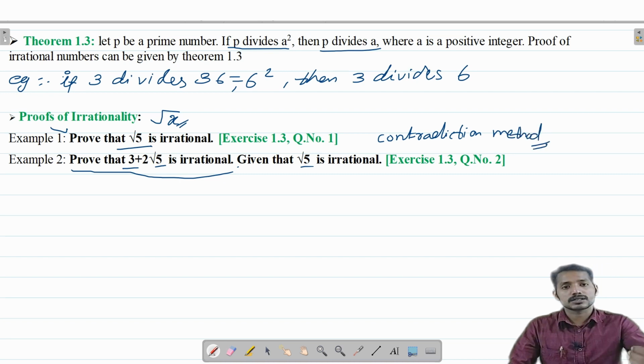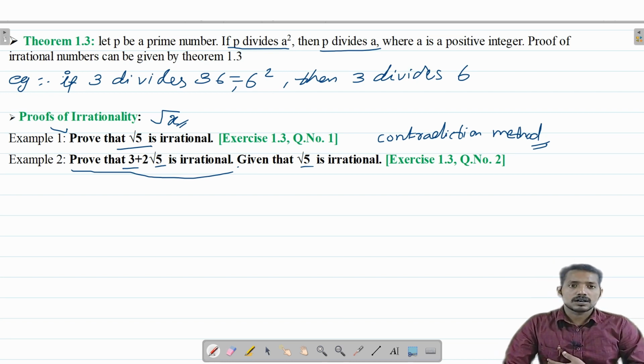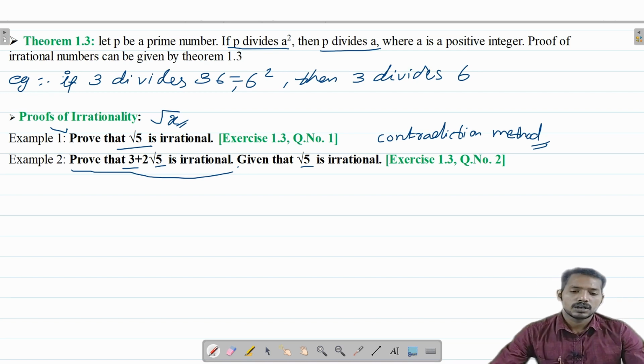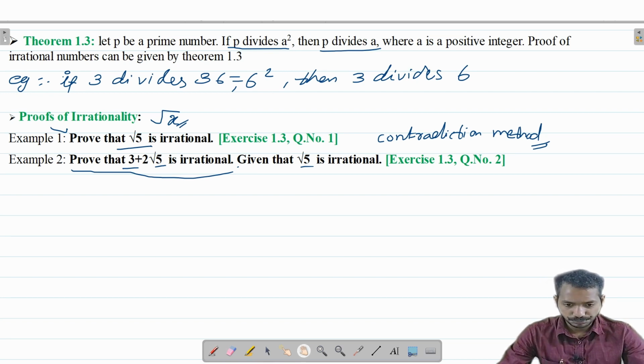In class 9 we discussed the proof of some theorems with the contradiction method. First we assume the opposite, the contrary to the given question or statement. Then on solving the mathematical steps, if we get a contradiction, then we can say that our assumption is wrong. So obviously the given fact will be right, or true. So the same method we are going to use. The approach for both questions is the same, but there are some differences in the steps of solving these two questions. Okay, let's see example 1 first.